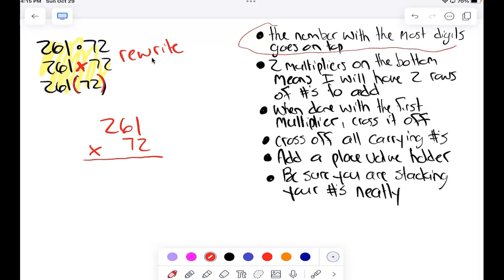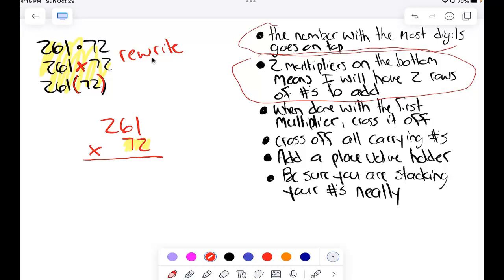When we are ready to solve then, we are going to look to see how many multipliers we have. If you look at the bottom row, we can see that we have two multipliers. Looking at our second bullet point here, two multipliers on the bottom means you will have two rows of numbers to add. So when I'm all done multiplying, I should have two rows of numbers to add up.